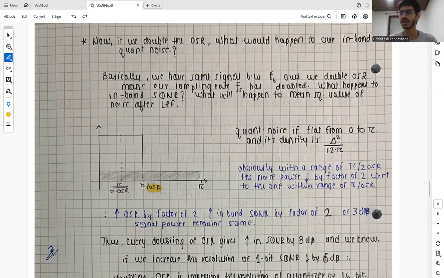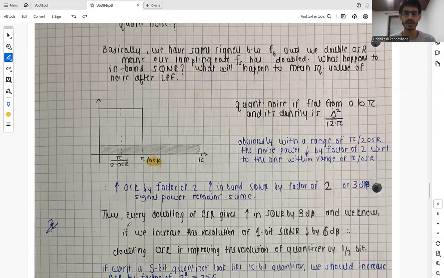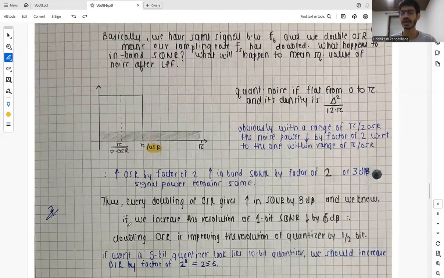And we know if we increase the resolution by 1 bit, then the SQNR goes up by 6 dB. So doubling the OSR is simply improving the resolution of the quantizer by half a bit, because it's increasing the SQNR by 3 dB, right? So the resolution is being increased by half a bit.